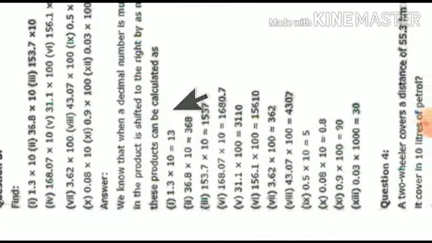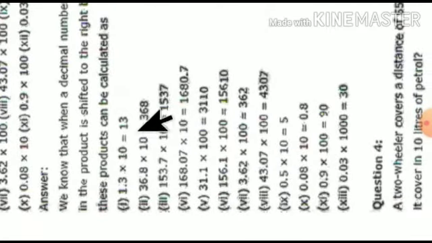So now I will explain you. If 1.3 into 10 equal to, this decimal point will shift one digit here. Okay, because there is 10 means 1 0 is there. So point will shift here. So it will be 13. After 3 point means point will be removed. So 13. So 36.8 into 10 equal to, there is 10 means 1 0. So one digit it will shift. So 368. 153.7 into 10 equal to, again into 10 is there. So 1 0. So it will shift one number further. So 1537.